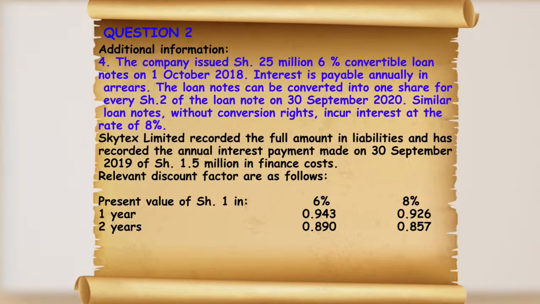And then we are told the loan note can be converted into one ordinary share for every shillings 2 of the loan note on 30th September 2020. And that is in 2 years' time. And then you're told similar loan notes without conversion rate incur interest at the rate of 8%.